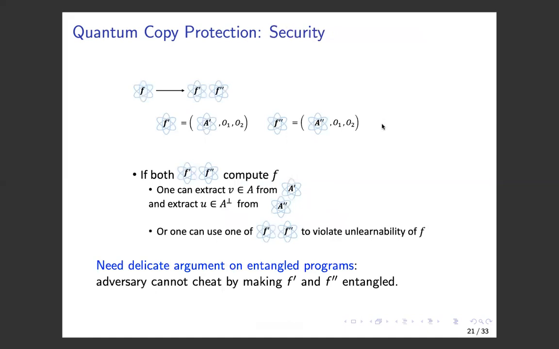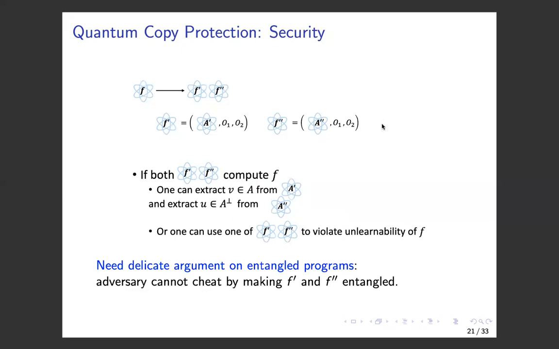So how do we prove security? Here we just give a very high level idea of our security proof. Suppose there is some QPT adversary who, when given one copy of the program, produces two programs, F prime and F prime prime, that both function correctly and compute F.